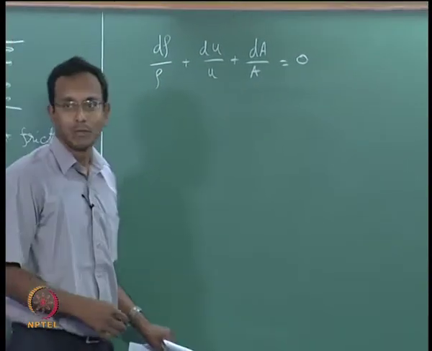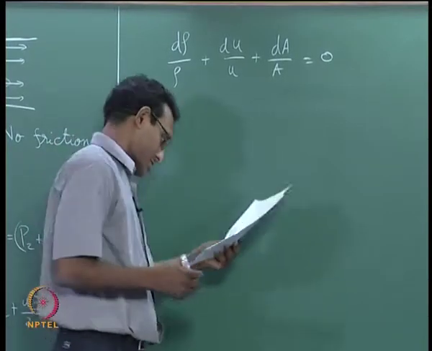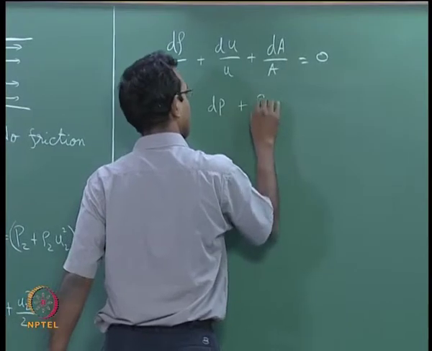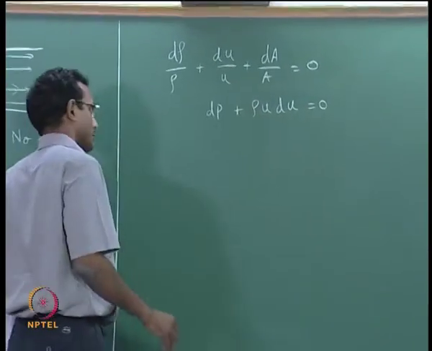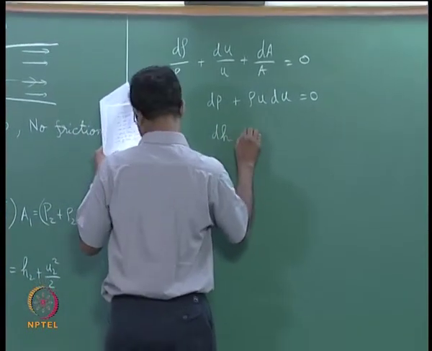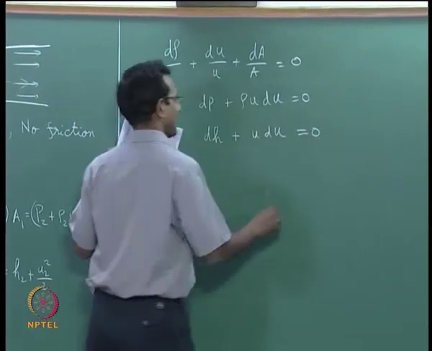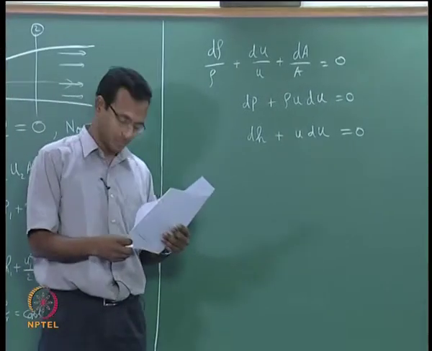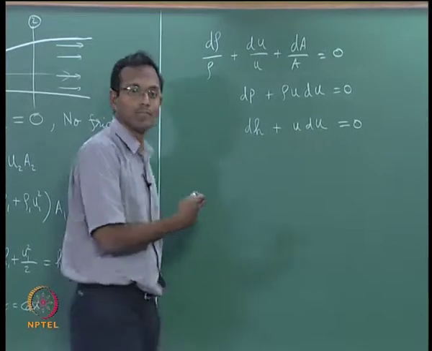This was our mass equation in differential form, okay, and we had this and this, the mass, momentum and energy equations. We had different forms, okay. And I wanted to write the isentropic relation in this form. How will I write that?